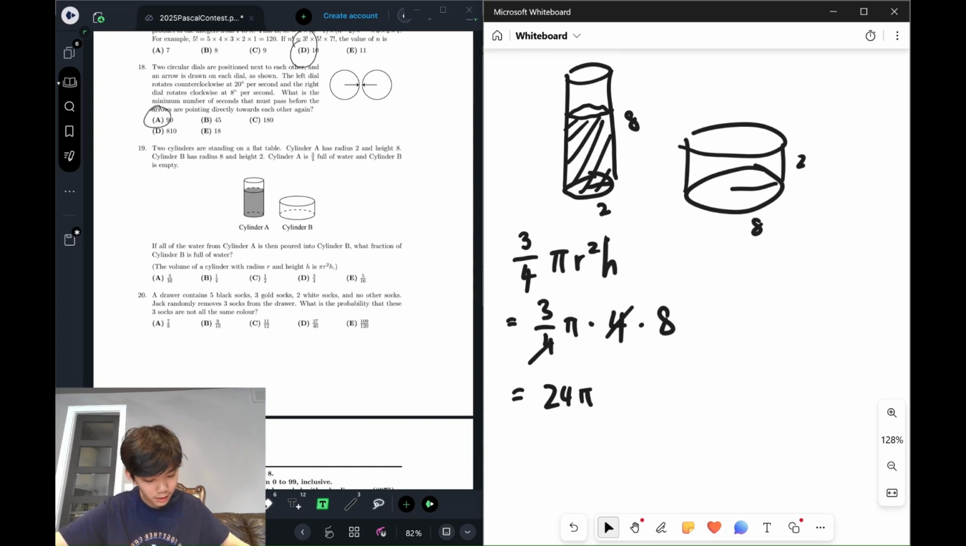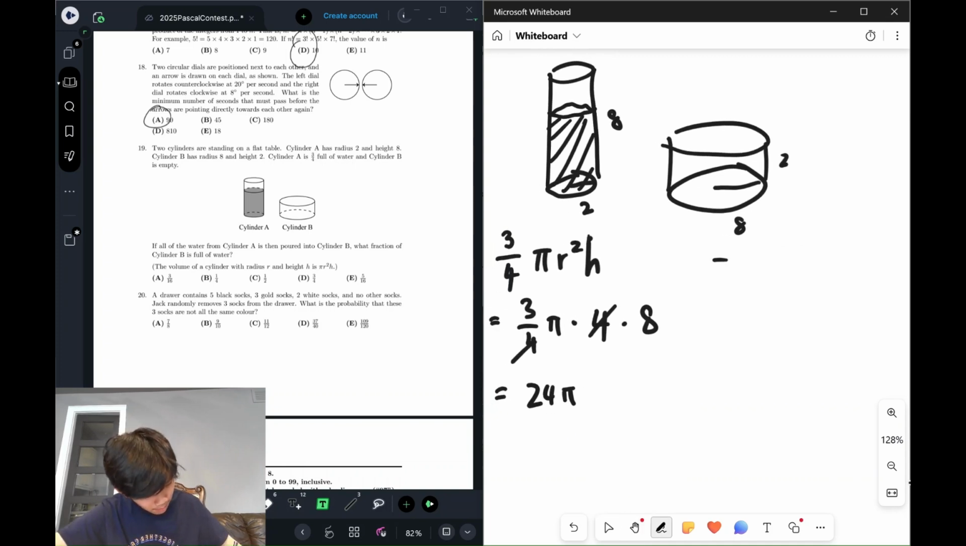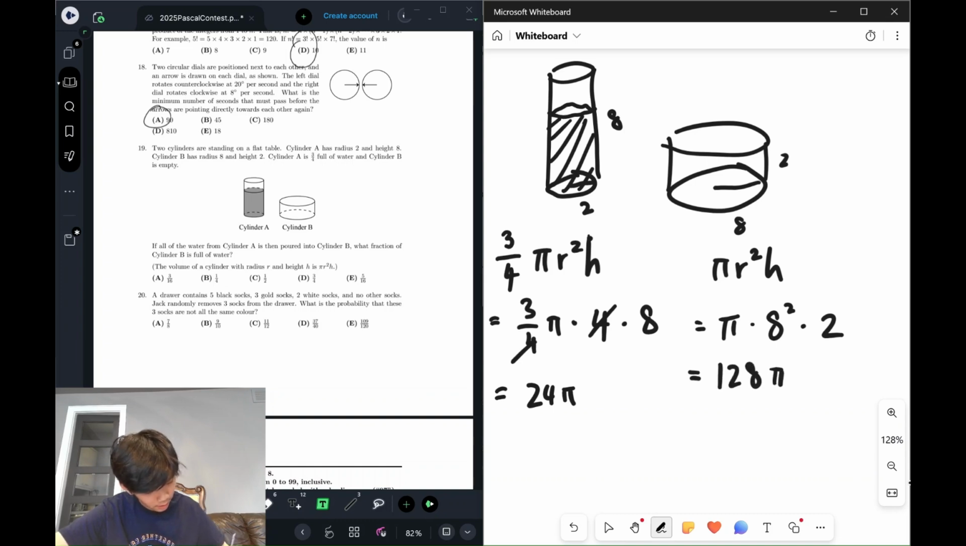Now let's also calculate the total volume of cylinder B. This is going to be pi r squared h, which is going to be equal to pi times 8 squared times 2. 8 squared is 64, times 2 is 128 pi.